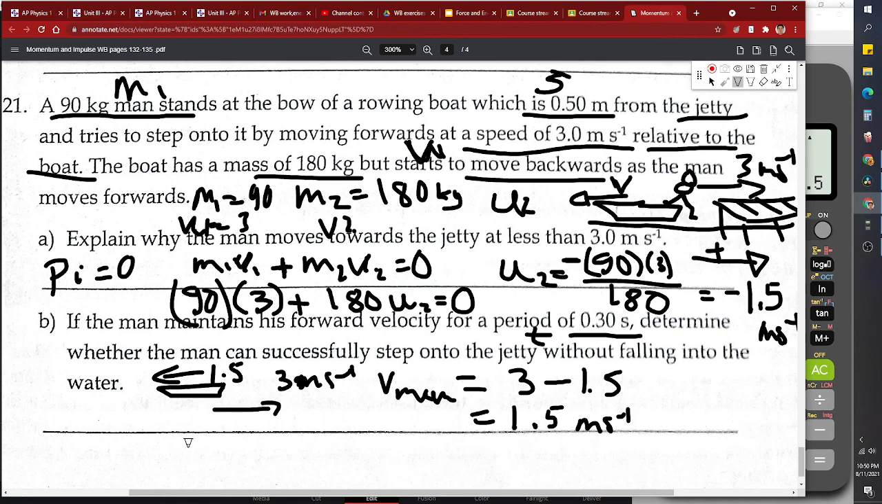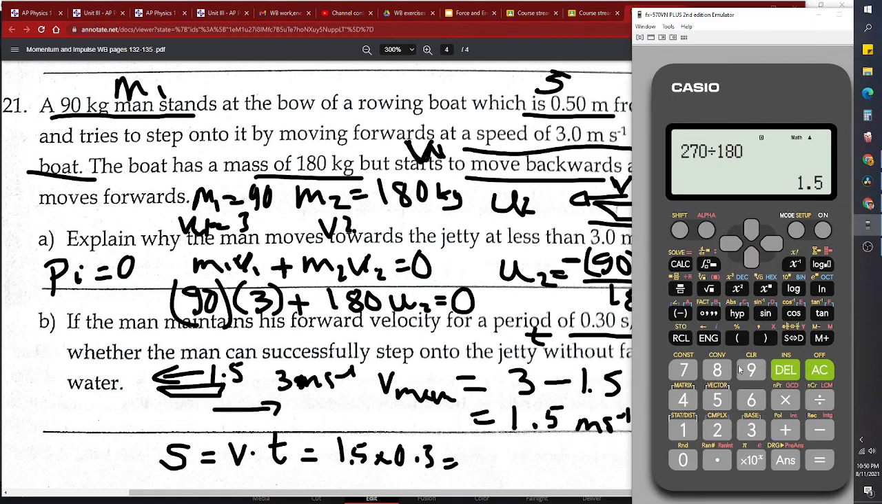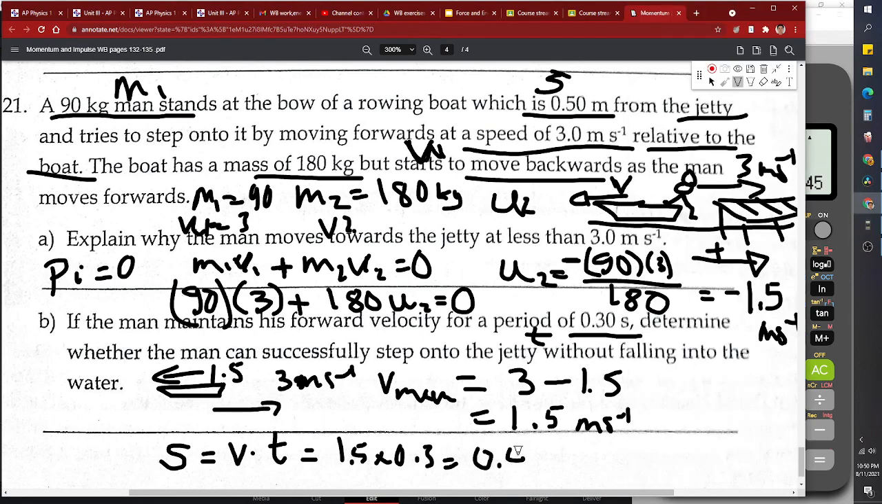If that's the case, then we can find his displacement in that time because it's v times t, right? That's his velocity. So 1.5 times 0.3. I don't really need a calculator for this, but I will do it one more time. 1.5 times 0.3 should be 0.45. Yes, 0.45 meters. And we can see, therefore, it's much less than the 0.5 meters the boat is away from the jetty.